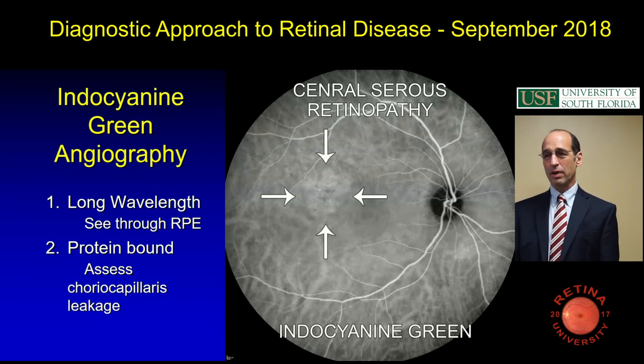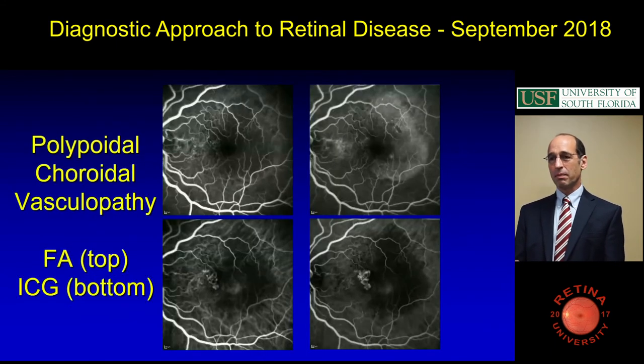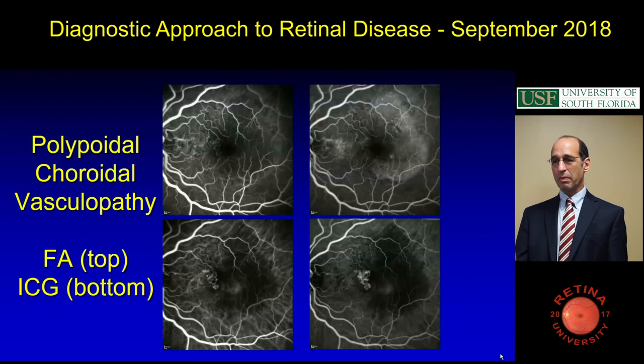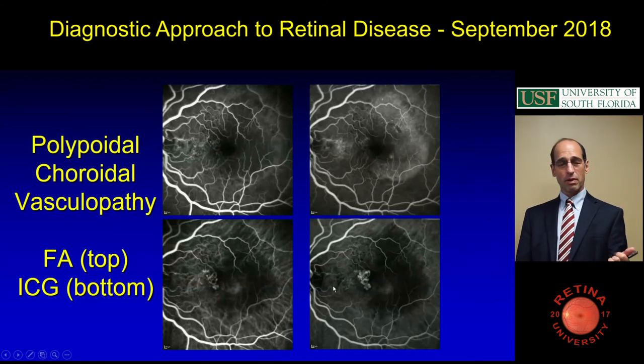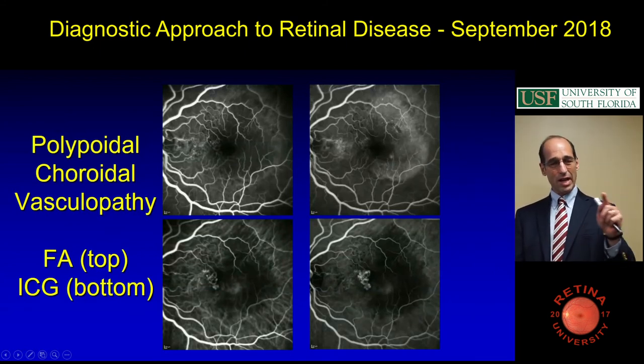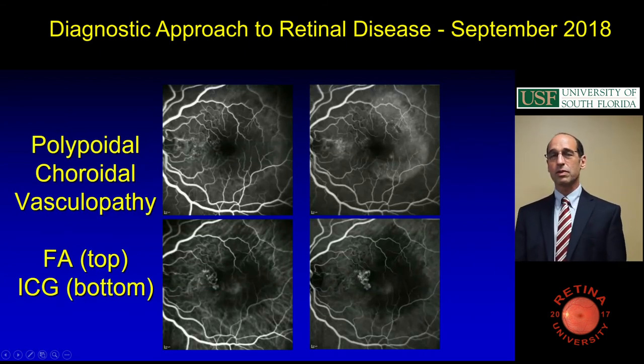And then this is polypoidal choroidal vasculopathy. You see the fluorescein on top and the ICG on the bottom. The fluorescein shows the PED, but the ICG shows the polyps. And so for polypoidal choroidovasculopathy, you need a vascular network and polyps. And the first, I think the EVEREST study, is the first 6 minutes of the test I have to show up. This is a GIF.